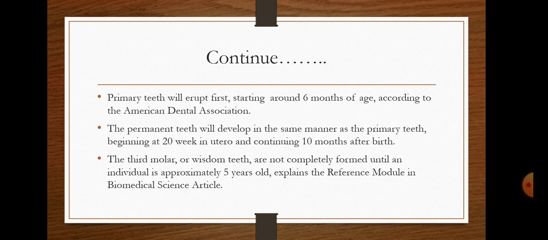The primary teeth will erupt first, starting around 6 months of age, according to the American Dental Association. The permanent teeth will develop in the same manner as the primary teeth, beginning at 20 weeks in utero and continuing 10 months after birth. The third molars, or wisdom teeth, are not completely formed until an individual is approximately 5 years old, explained the Reference Module in Biomedical Science article.